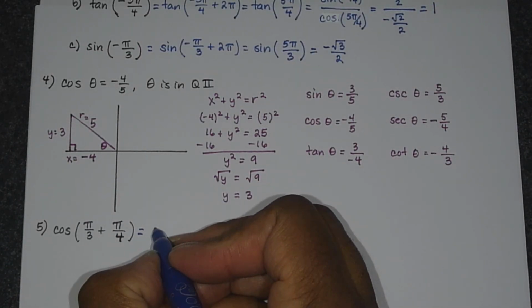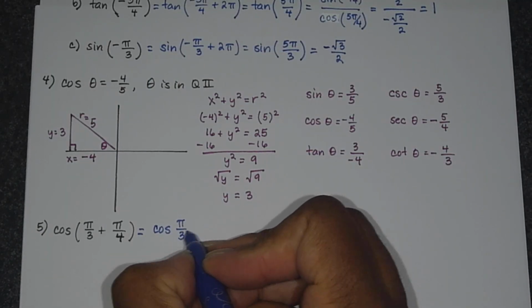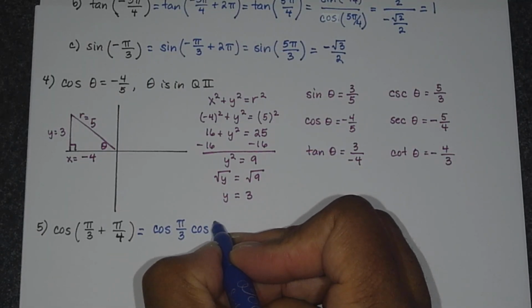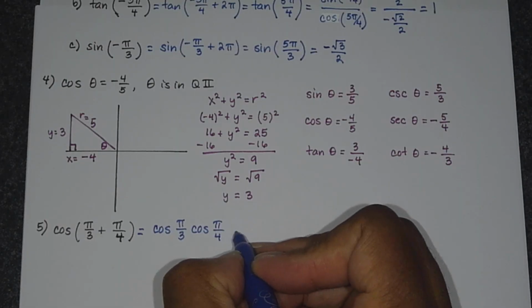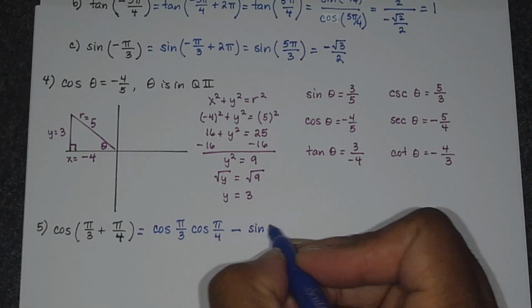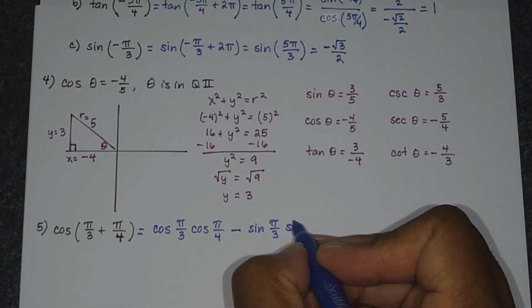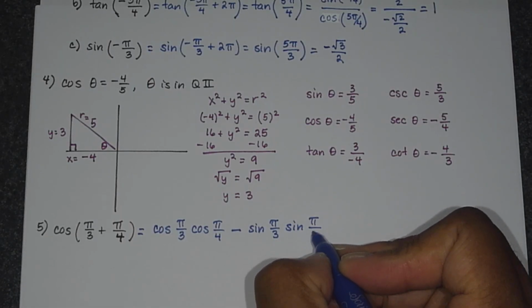So in this case, this will be the cosine of the first angle, which is pi thirds, times the cosine of the second angle, that's pi fourths. And then we do minus the sine of the first angle, that's pi thirds, times the sine of the second angle, pi fourths.